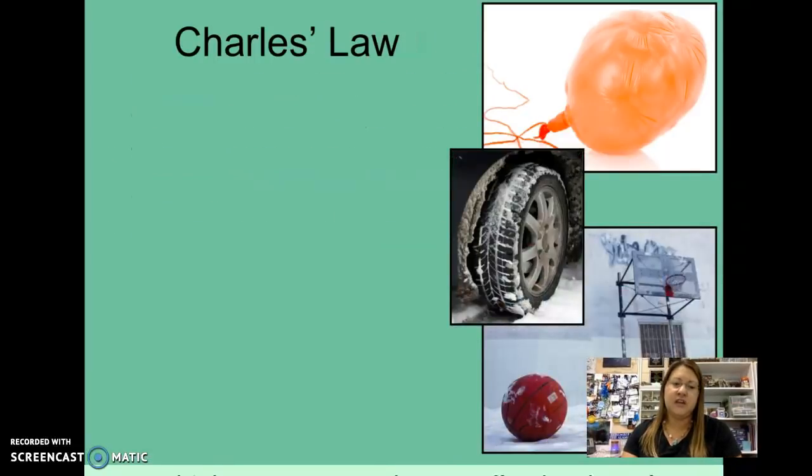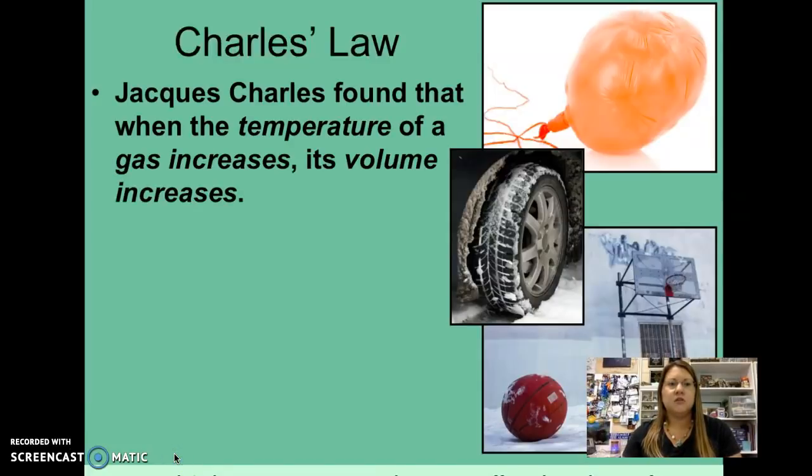The other gas law that we're looking at is Charles' law. So Charles' law has to do with temperature. Jacques Charles found that temperature and volume are related. So when the temperature of a gas increases, the volume increases also. So they act in the same way. Temperature goes up, volume goes up. Temperature goes down, volume goes down. So they act in the same manner.